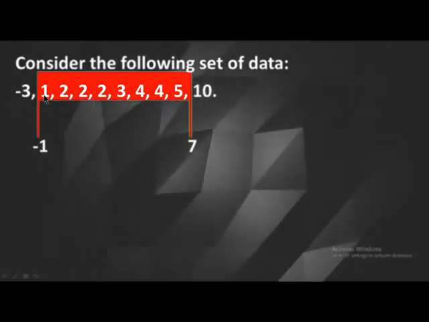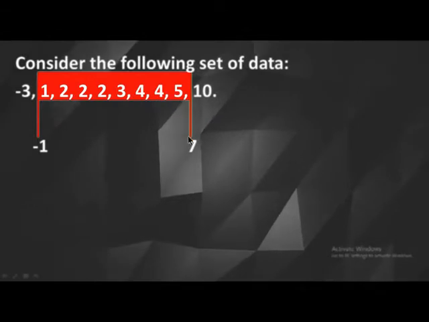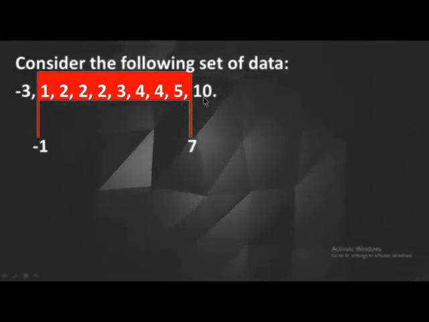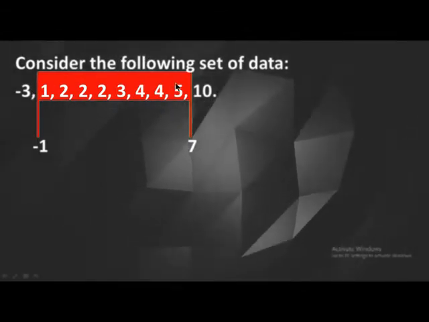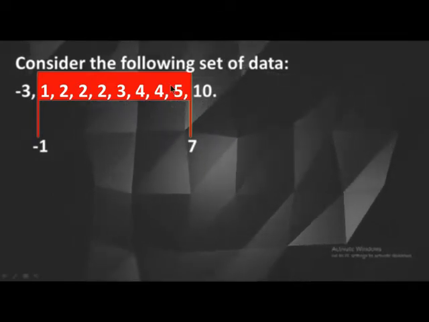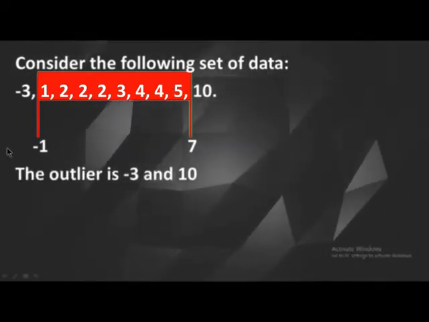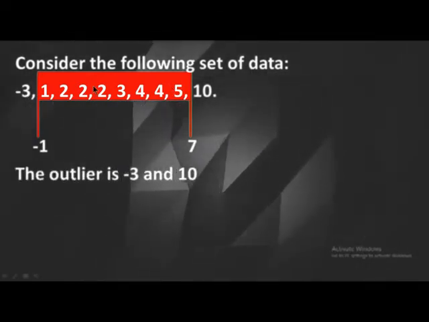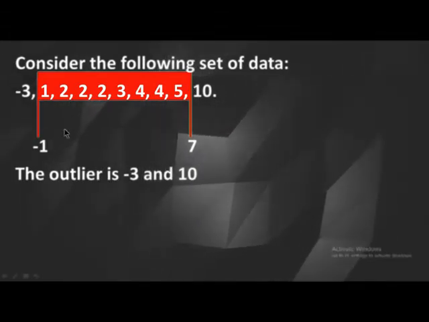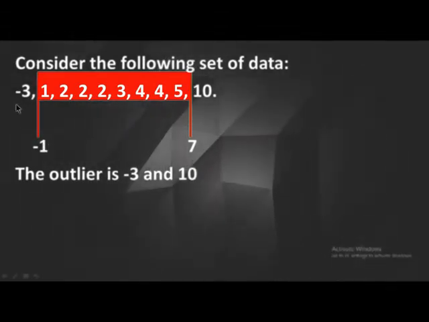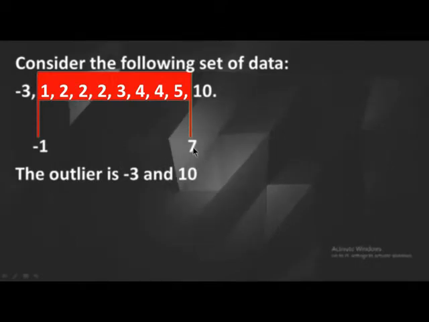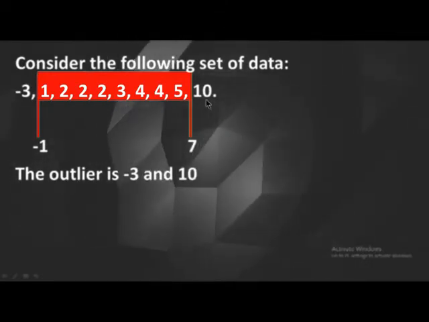Negative 1 is between 1 and negative 3, and 5 is between 5 and 7. So, outside of this data, that's what you call an outlier. So, the outliers are negative 3 and 10. Less than the lower border is negative 3, or more than the upper border is 10.